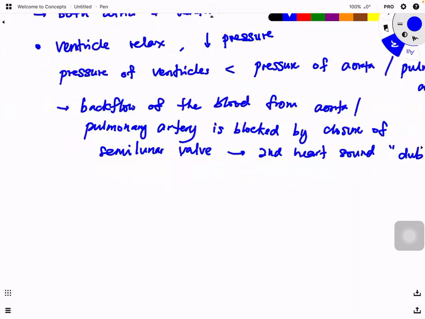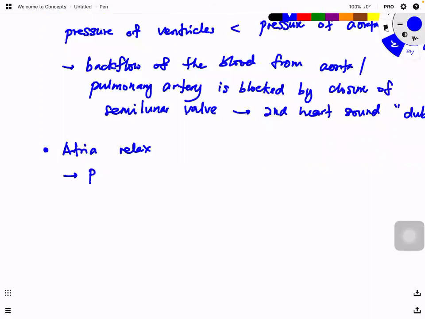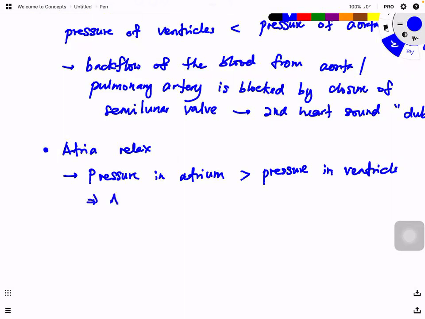How about the atrium? The atrium also relaxes at this moment, but the pressure in the atrium is higher than the pressure in the ventricle. Are you clear? Why? Due to the accumulation of the blood.